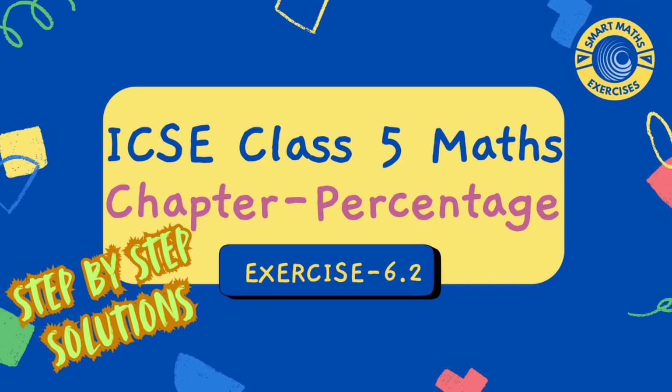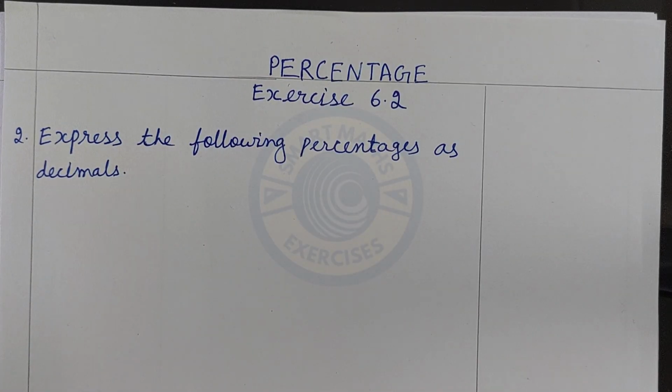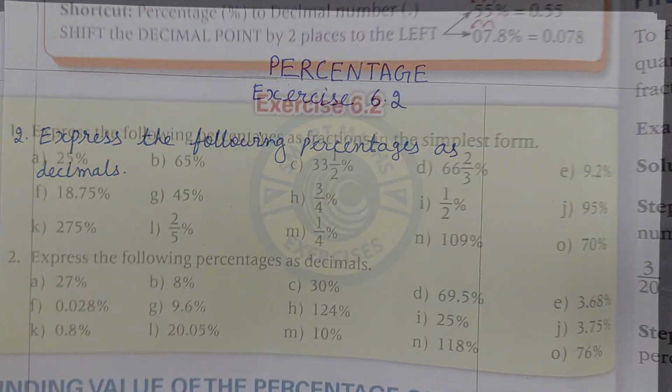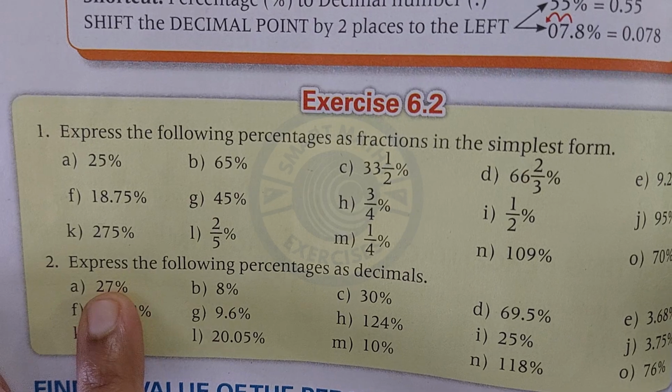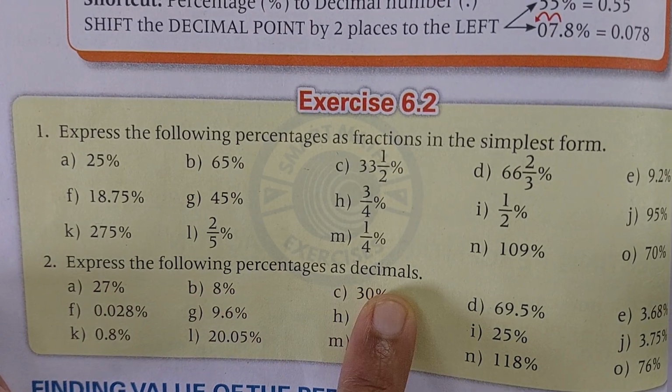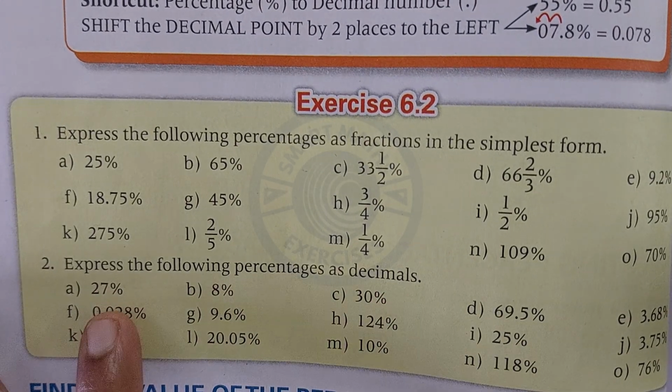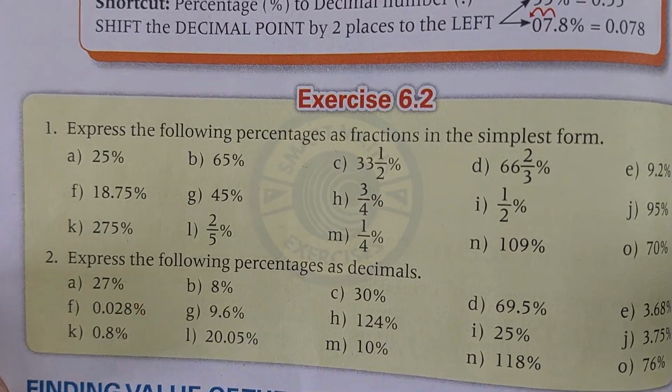Let's get started. You can watch my previous video for first main of exercise 6.2. In this video, we will be solving second main, that is express the following percentages as decimals. First question is 27%.